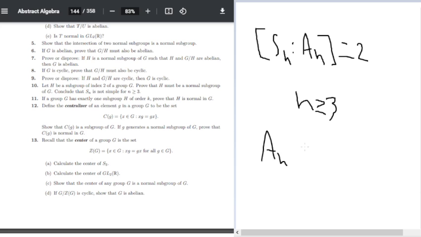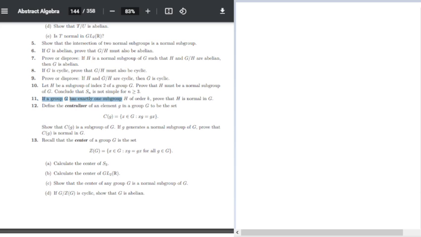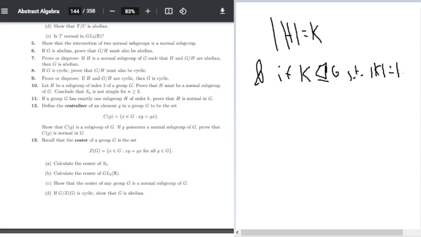Yes, we are. Okay. If a group G has exactly one subgroup H of order K, prove that H is normal in G. That one's a bit tougher, actually. Subgroup H of order K. Prove that H is normal. Alright, so suppose the order of H is equal to K. And if K is a subgroup of G such that the order of K is equal to K, K is equal to H.